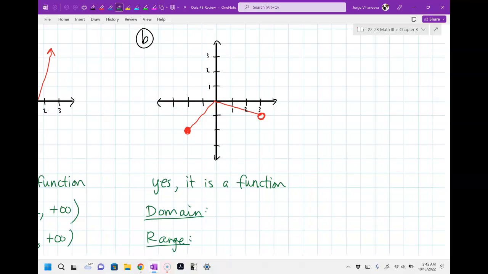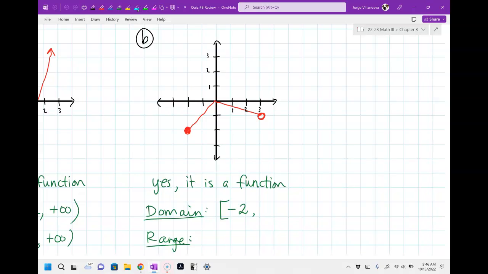So domain is how far left and how far right it went. So how far to the left did this graph go? -2. Now, should I include it? Yes, there's a solid dot there, right? So remember, we're just thinking of it kind of like an invisible vertical line right at -2. That's as far left as it got, right? So that's why we say -2.